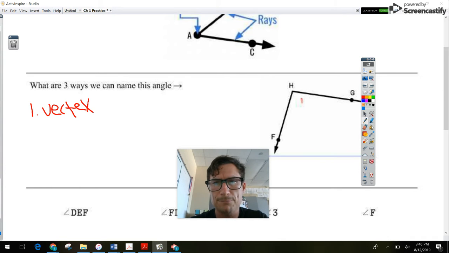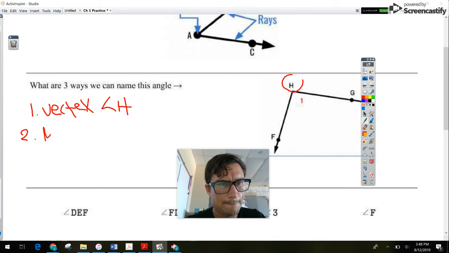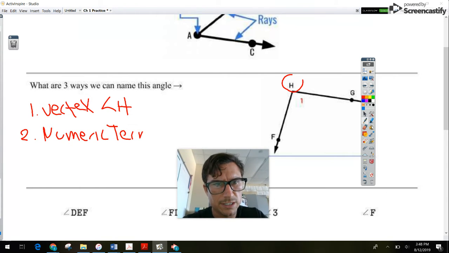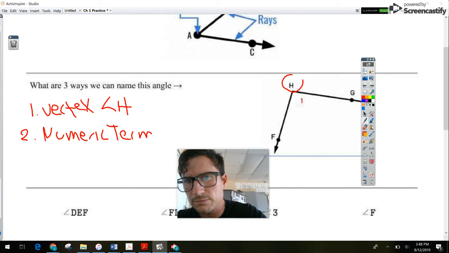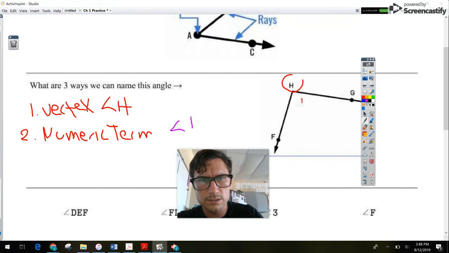So this one you could do, that would be angle H, and that's by the vertex. You can also do it by the numeric term. So numeric term in the interior. So it would be angle 1. Okay.